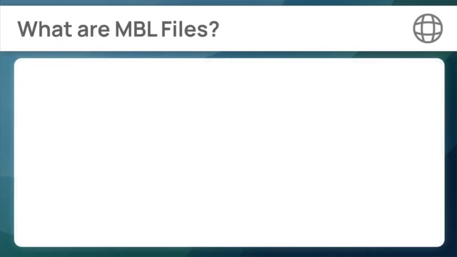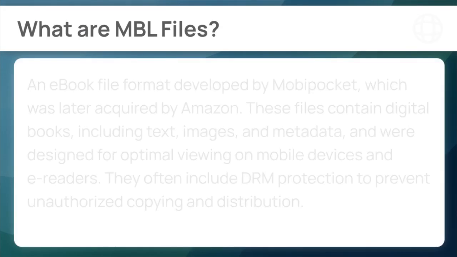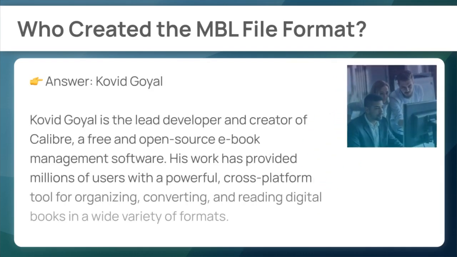An ebook file format developed by Mobipocket, which was later acquired by Amazon. These files contain digital books, including text, images, and metadata, and were designed for optimal viewing on mobile devices and e-readers. They often include DRM protection to prevent unauthorized copying and distribution.